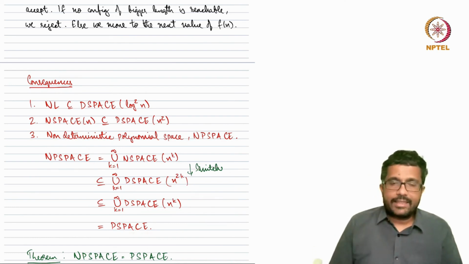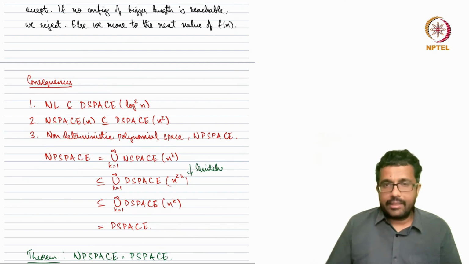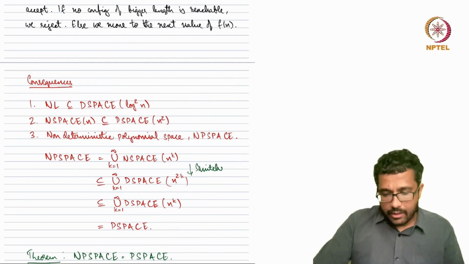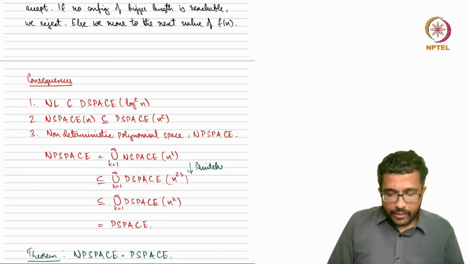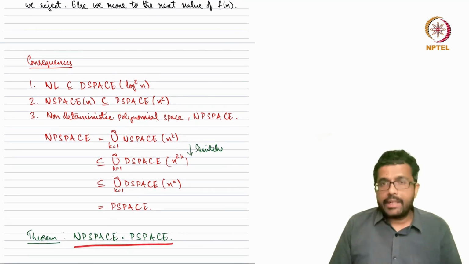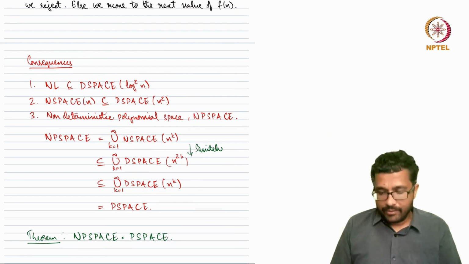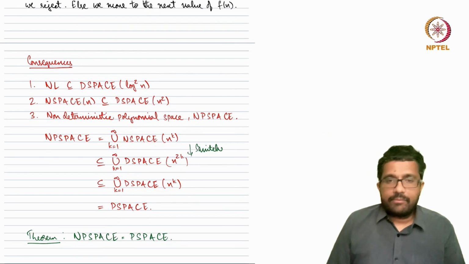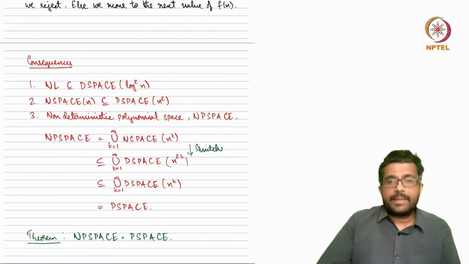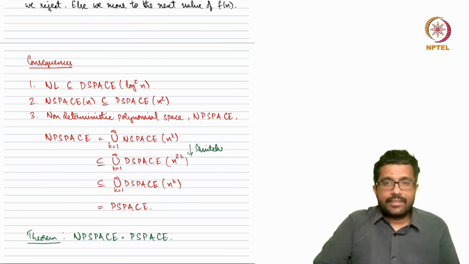And obviously the other direction of inclusion is trivial, right? Anything that is deterministic is obviously contained in non-deterministic. So this shows that non-deterministic polynomial space and deterministic polynomial space are one and the same, right? This is the reason why I did not define it then. Nobody studies NPSPACE, because it's the same as PSPACE. So this is yet another contrast as a consequence of Savitch's theorem.